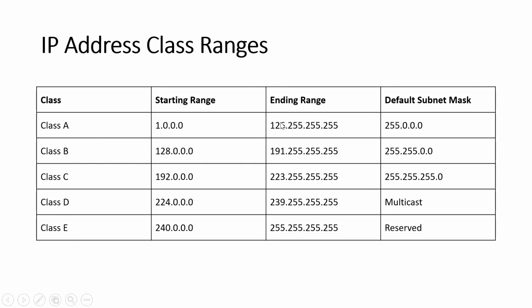So these are the ranges: 1 to 126, 128 to 191, and 192 to 223. These are the default subnet masks. Class A has only one network ID, and the remaining are host IDs. Class B has two network IDs and two host IDs. And class C has three network IDs and only one host ID.